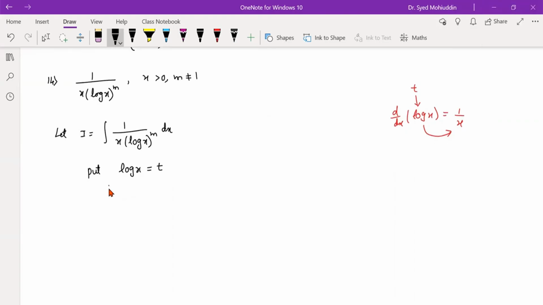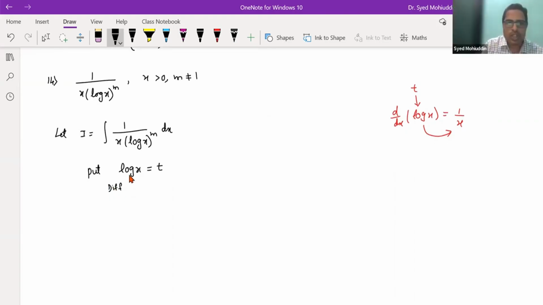Okay, now let us try to differentiate this one. Log derivative will be how much? It is 1 by x. That is equals differentiation of t with respect to x will be dt by dx. But you want this value to be 1 by x into dx, no? Cross multiply. 1 by x into dx will be equals to what? dt.